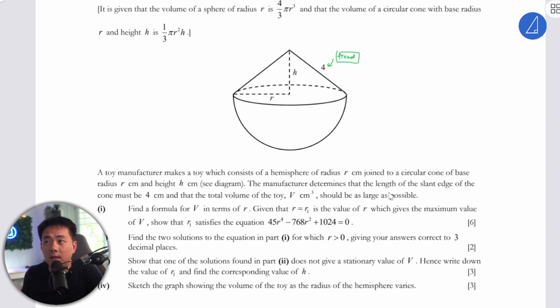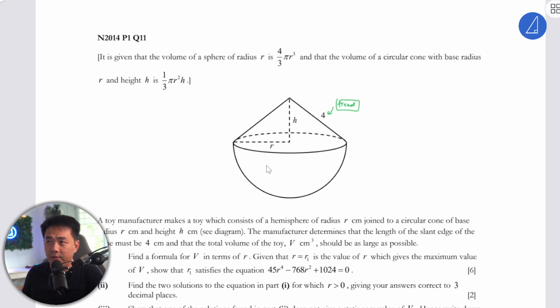The manufacturer determines that the actual total volume of the toy, V, should be as large as possible. So basically you want to maximize V, right? Find the volume V in terms of r. Given that r1 gives a maximum value of V, show that r1 satisfies this equation. Okay, great. First step, identify the two variables. It's very clear that the variables here are r and h, right?